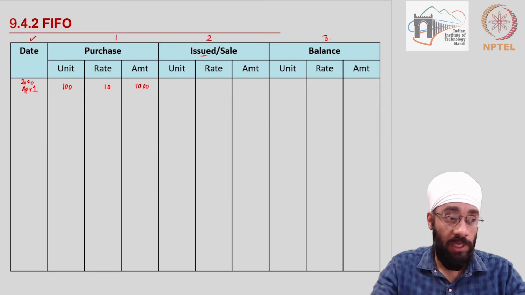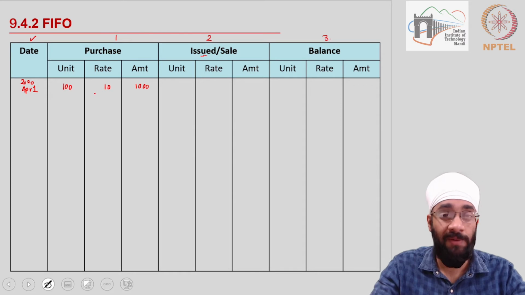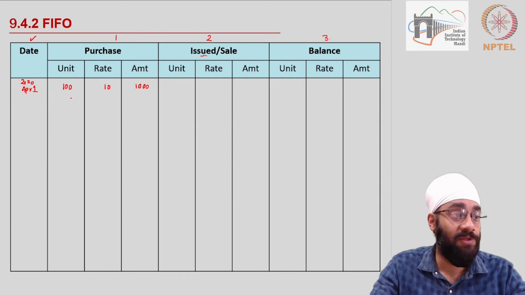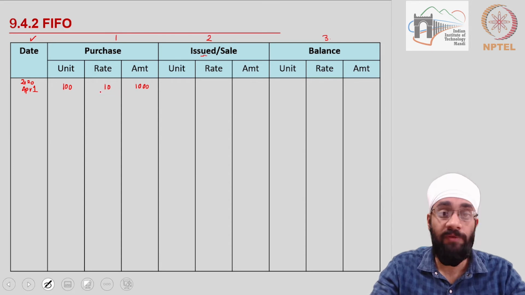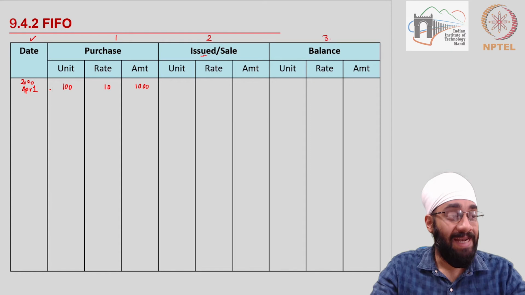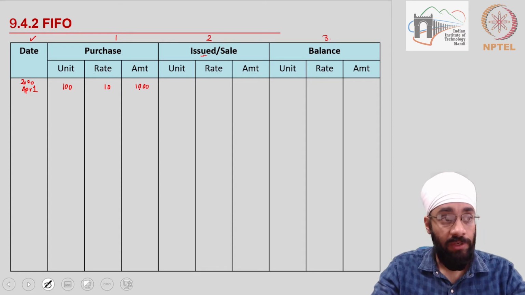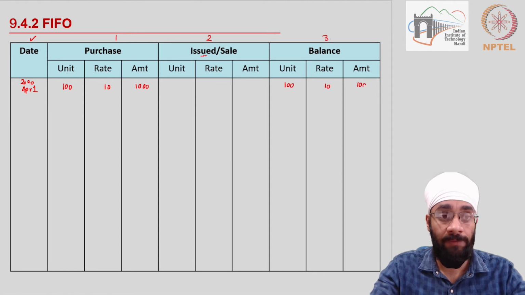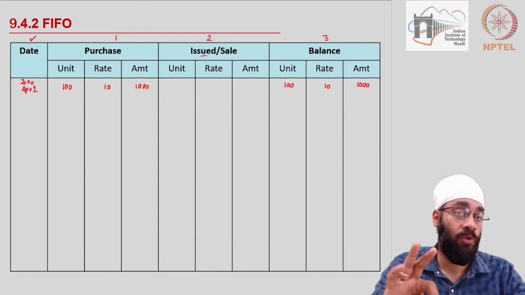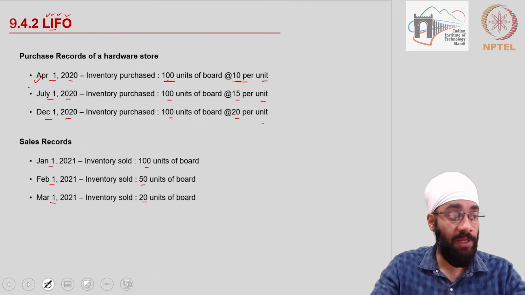So this is the first entry here. This is a simple record, with no specific format or regulatory guideline of any sort to maintain this, but I'm just trying to explain one method of valuation of stock. At the end of this transaction, the balance remaining is 100 units at the rate of 10 per unit, and 1000 is the total value of the stock with you. All right, first entry completed.